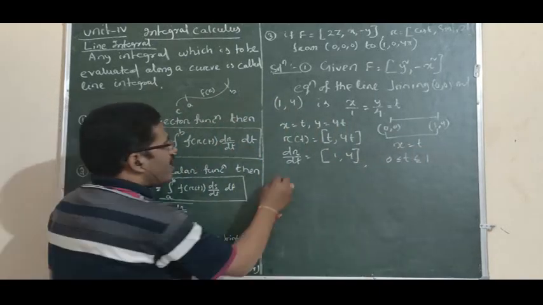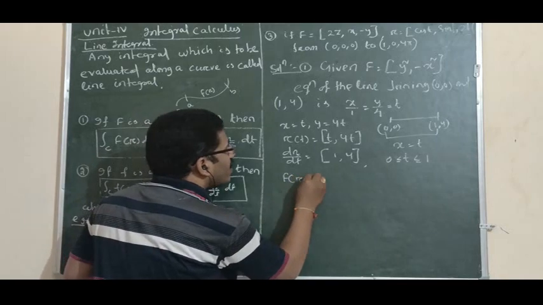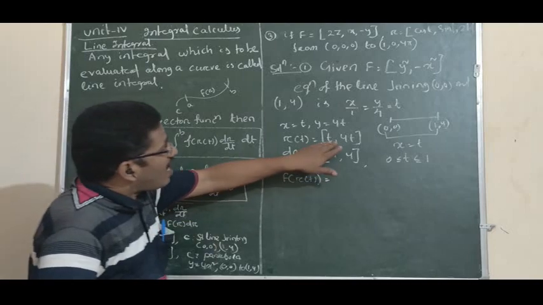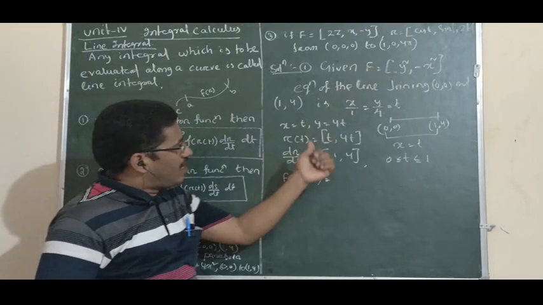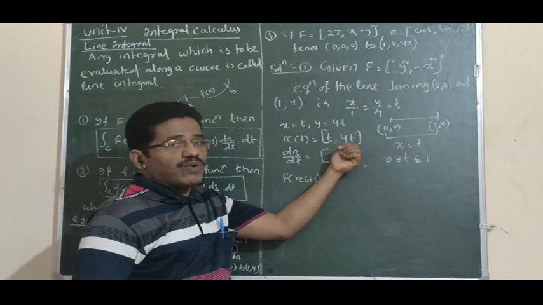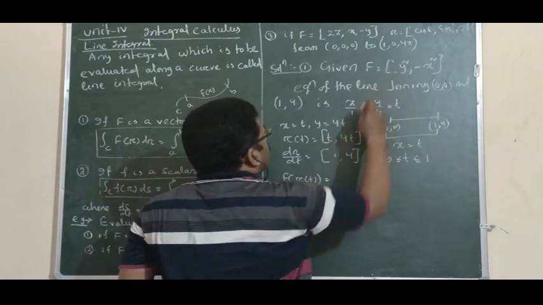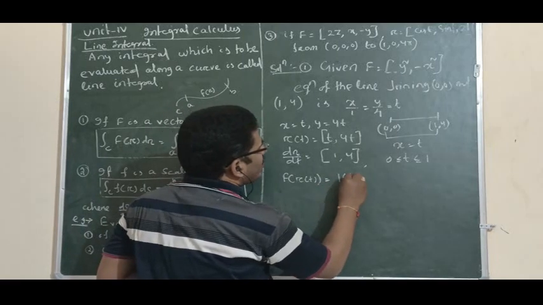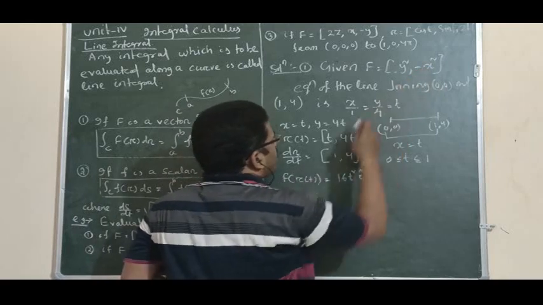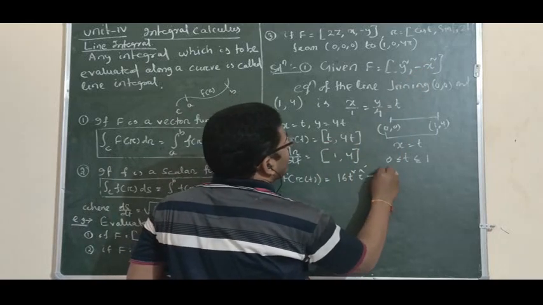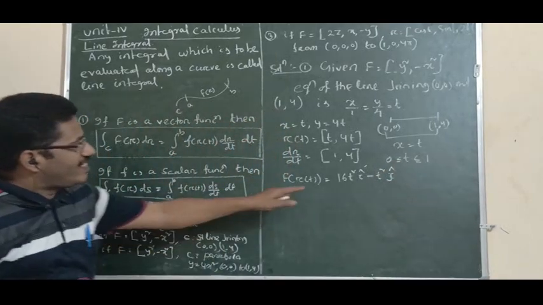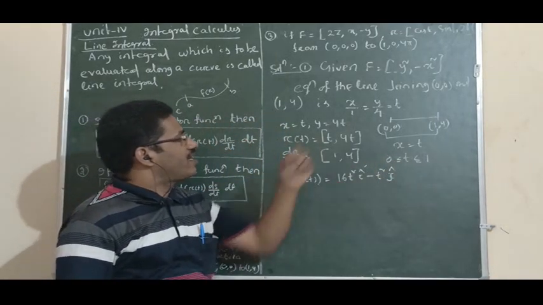So we require f of r of t. How will we get f of r of t? f of r of t means we will put the r of t in the equation. That means in the x coordinate we will put t, in y we will put 4t. In place of y we will put 4t, that is 16t square i cap, plus in place of x we put t, that is minus t square j cap. 16t square i cap minus t square j cap.